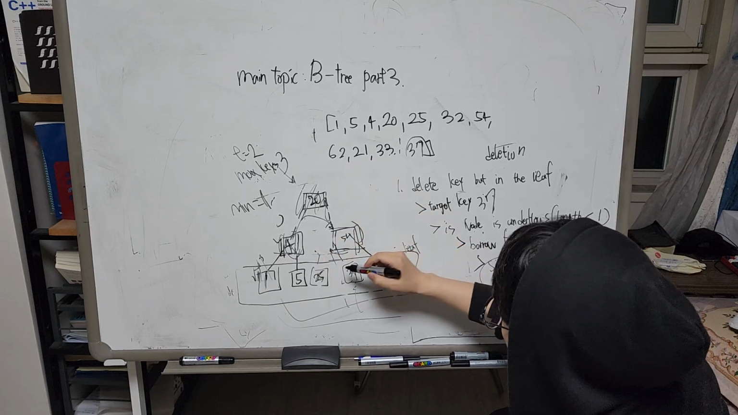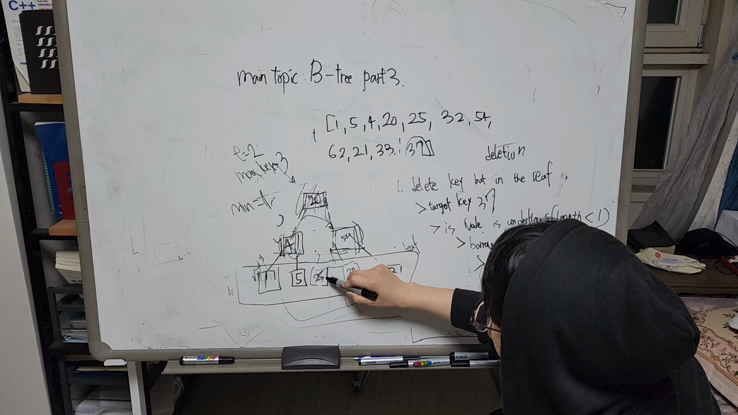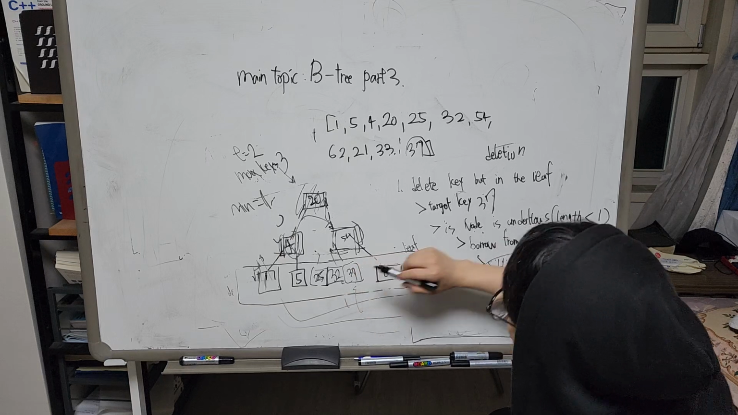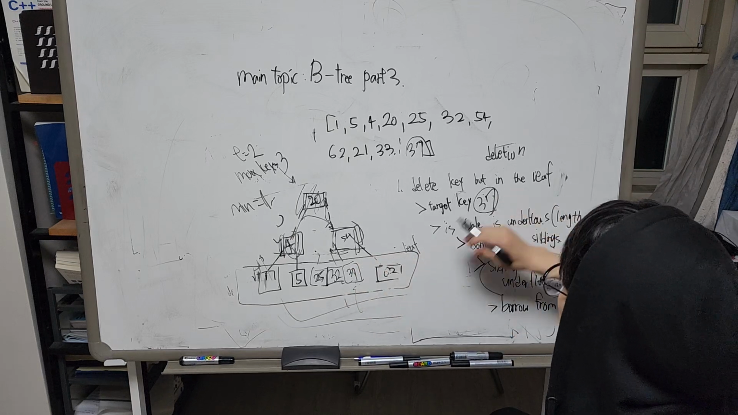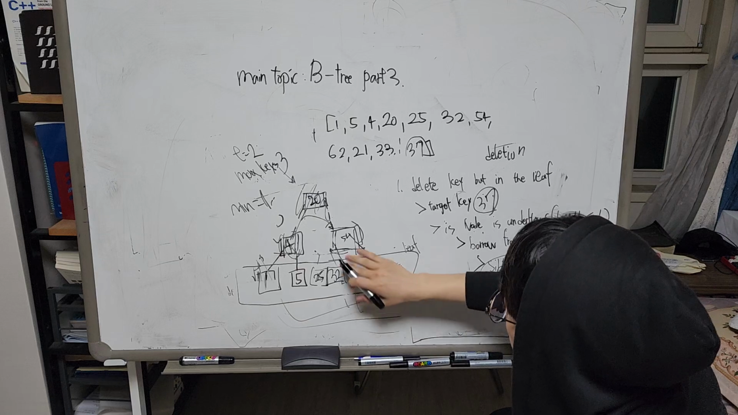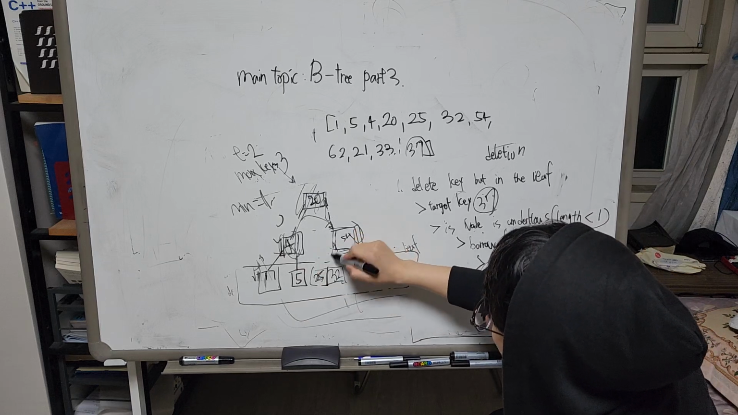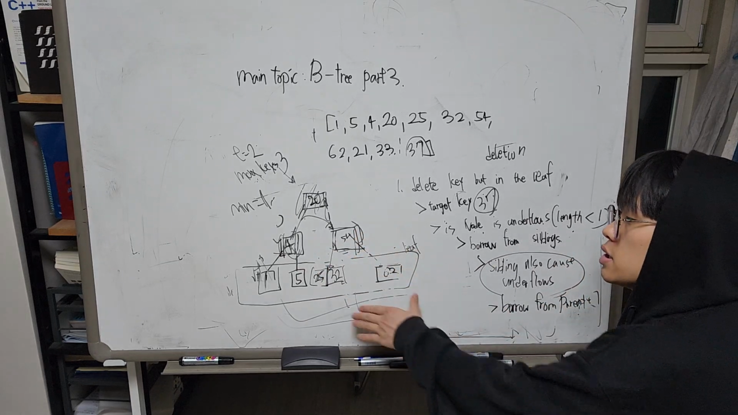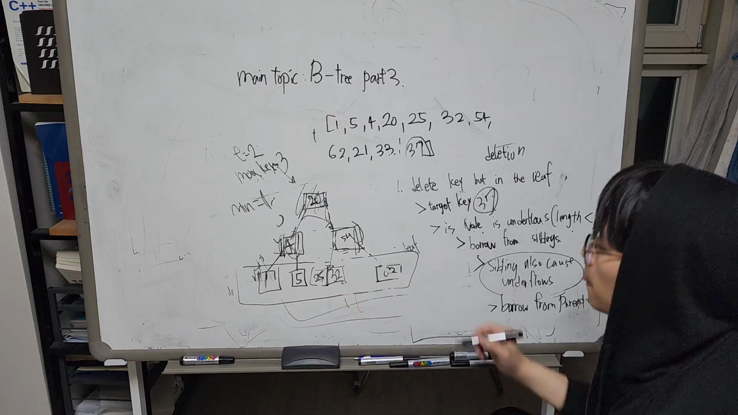Delete 32 and merge 25 with the 37. And now our target key is 37. We just delete this. So now we have already balanced the B-tree data structure.